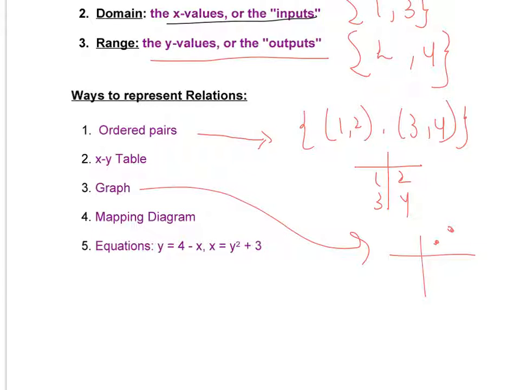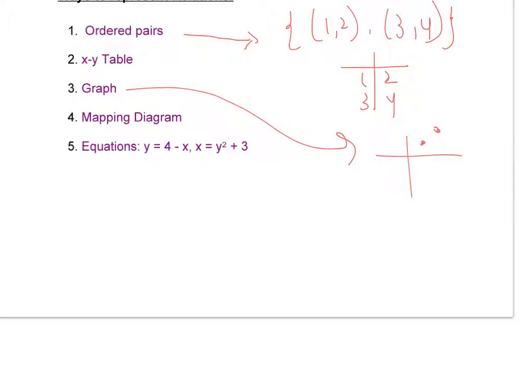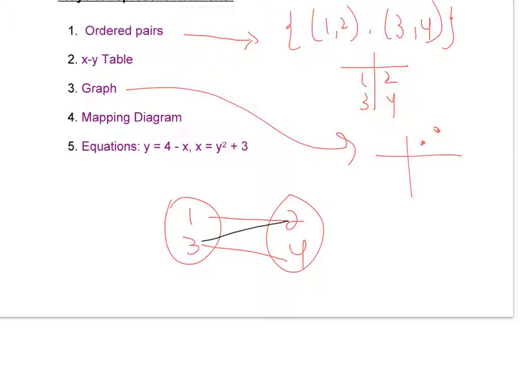A mapping diagram is a little bit weird. It looks like 2 circles, and you have your domain in the left-hand side. So you'd have 1, 3, and then the 2, 4 would go here, and then you literally connect the dots, or connect the lines to whatever matches. So the 1 goes to the 2, and the 3 goes to the 4. So for example, if you had the points (1, 2) and then (3, 2), your lines would go 1 to 2, and then 3 to 2 for that. You can also represent them as equations, like that.